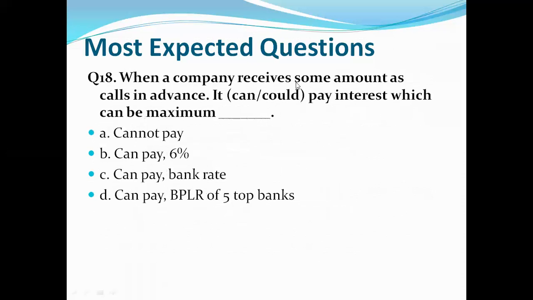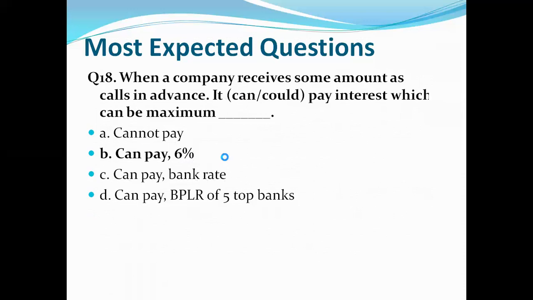When a company receives some amount as calls in advance, it can pay interest, which can be maximum dash. Cannot pay, can pay 6%, can pay bank rate, can pay BPLR of 5 top banks. So let's see what is the correct answer. Correct answer is B. Can pay 6%. So any company, if it is receiving some amount in advance, it can pay interest for that and it will be maximum 6%.